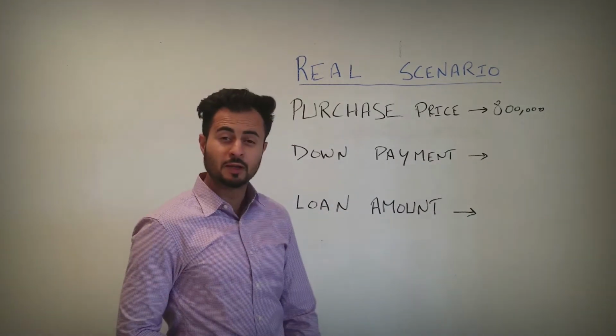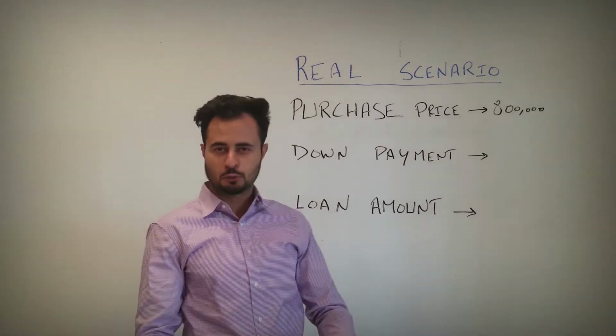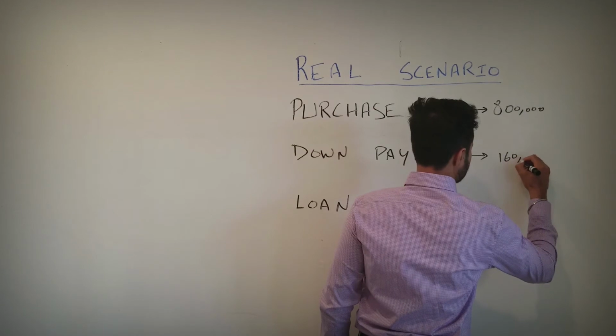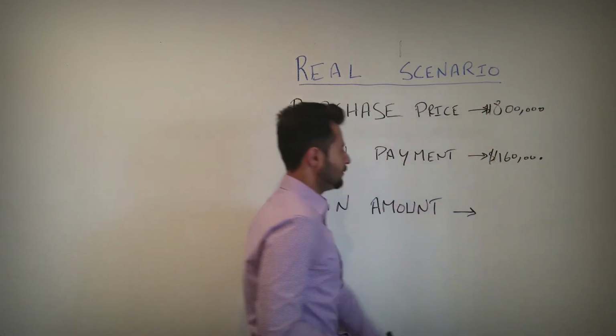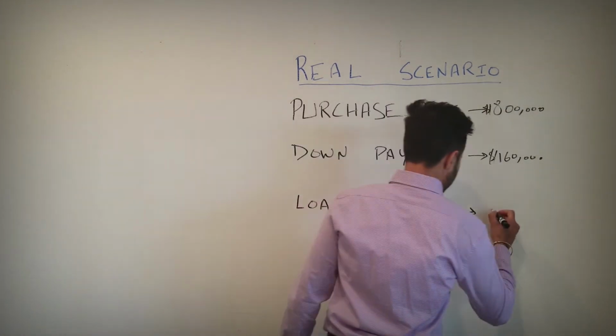And the down payment on a purchase price like that would be on a jumbo loan, so we have to put 20% down. It'll be around $160,000. Let's throw in the dollar signs. And if you subtract these two numbers, your loan amount will be $640,000.